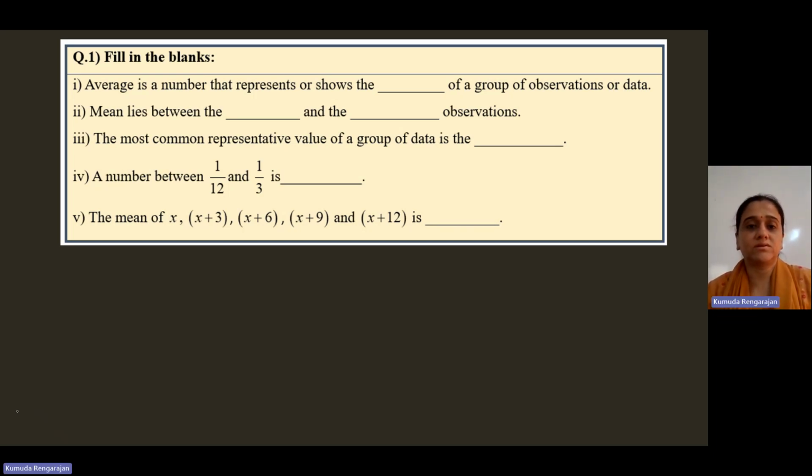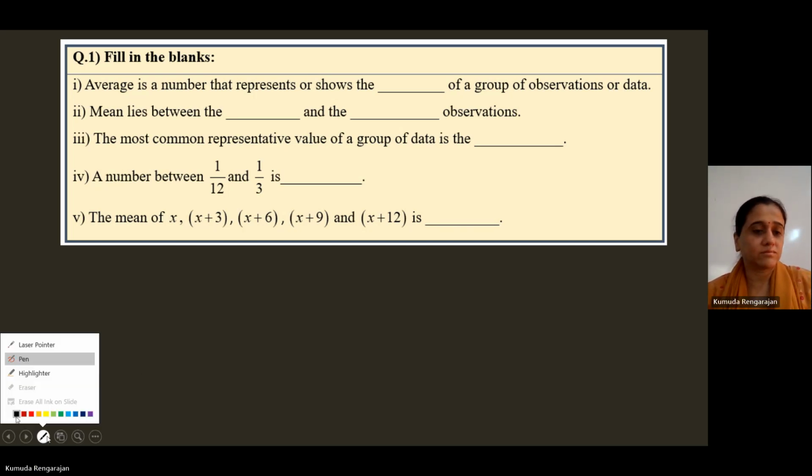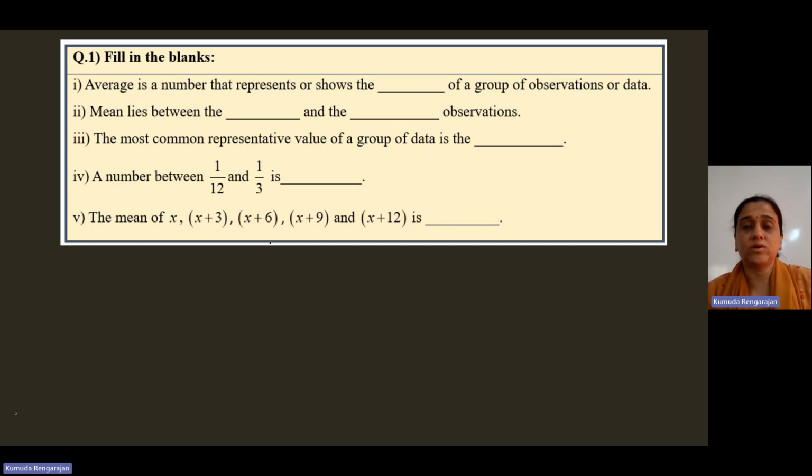Yeah, so today we are starting this chapter, data handling. Let's try to answer, let's try to complete these statements. Average is a number that represents or shows the dash of a group of observations or data.